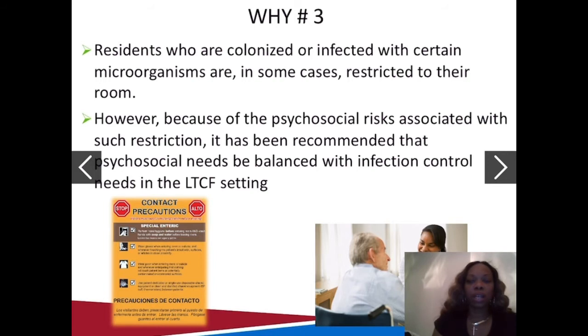Residents who are colonized or infected with certain microorganisms are in some cases restricted to their rooms. However, because of the psychosocial risks associated with such restrictions, it is recommended that psychosocial needs be balanced with infection control needs in the long-term care setting.